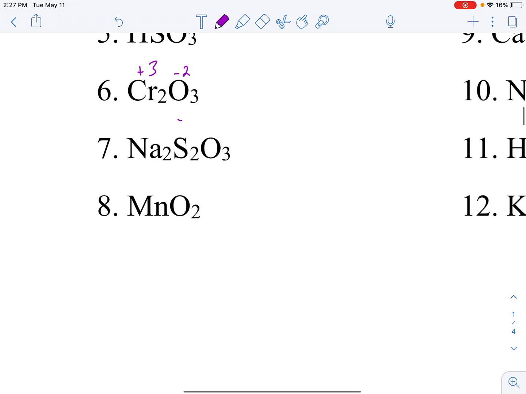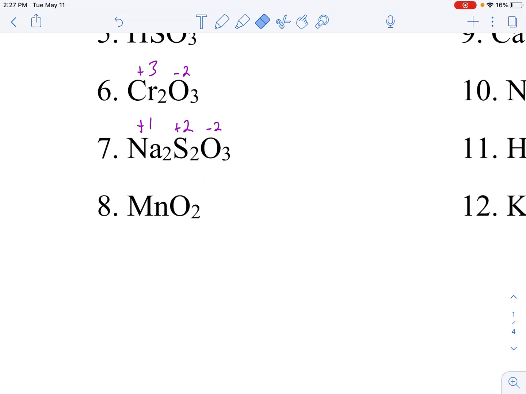Our next one, sodium. All right, that's a group 1 metal. Group 1 metals are going to be +1. There's a total of 2 of them. That's +2. Whoops. And then we have oxygen. There's going to be -2, so that's a total of -6. And the difference between those two, to make it sum to 0, would be a +4. That means each individual sulfur has to be +2. Not too bad. All right.